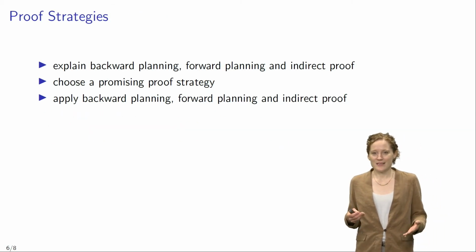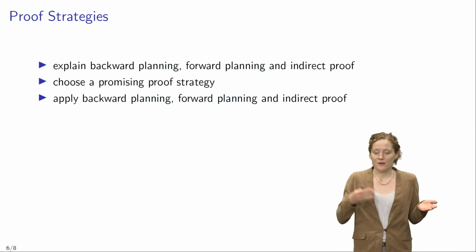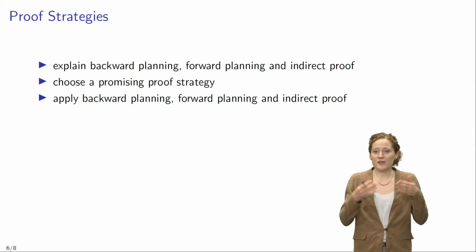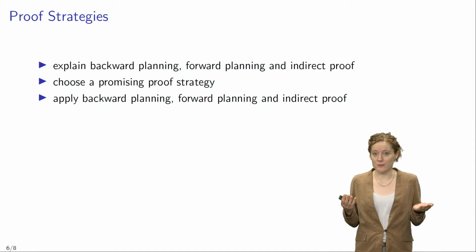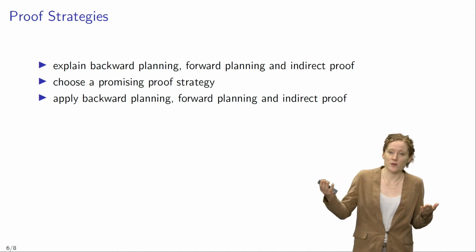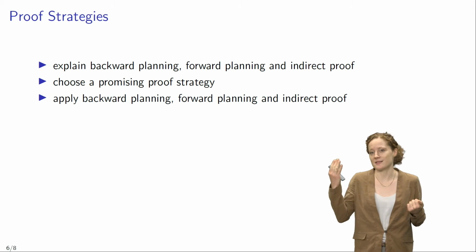Now, we discussed 3 main proof strategies: backward planning, forward planning, and indirect proof. For each of these proof strategies, you should be able to explain how they work. So for example, we may ask you on the exam, suppose you wanted to apply backward planning in this scenario, what's the first step suggested by this strategy?